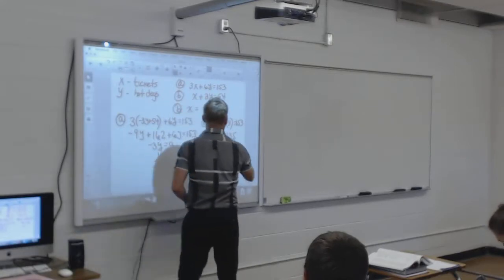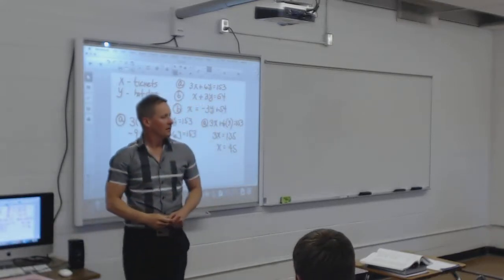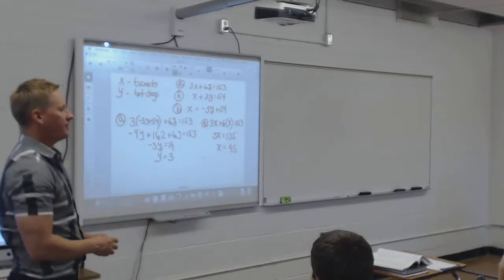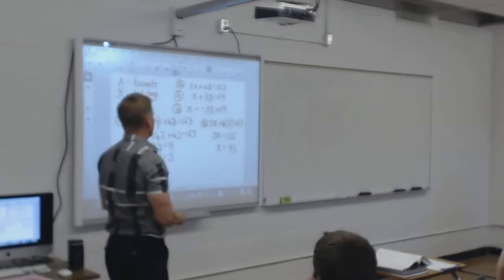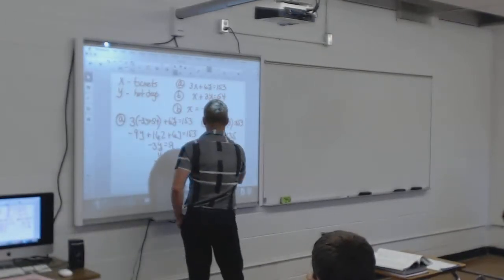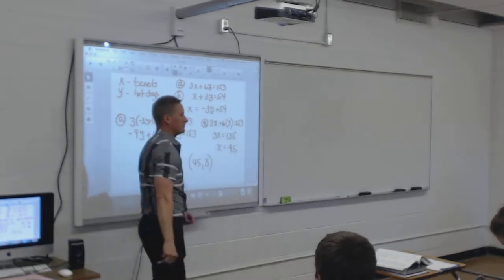Good job. Good math. 45. How much were the tickets? $45. How much was the hot dogs? $3. So 45 and 3 would be my solution.